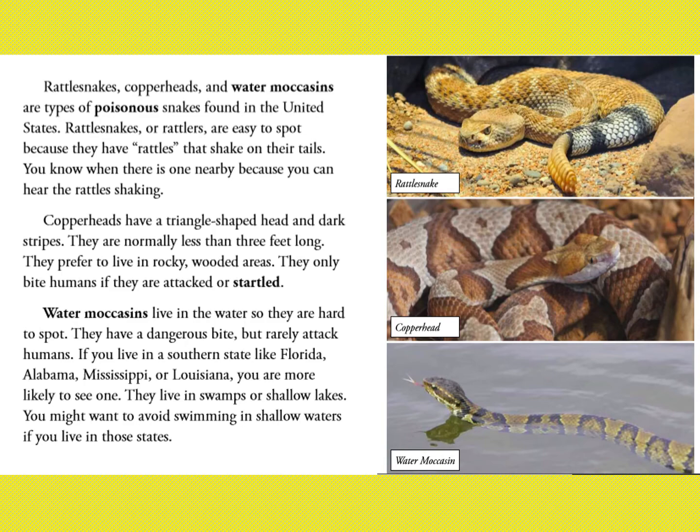Water moccasins live in the water, so they are hard to spot. They have a dangerous bite, but rarely attack humans. If you live in a southern state like Florida, Alabama, Mississippi, or Louisiana, you are more likely to see one. They live in swamps or shallow lakes. You might want to avoid swimming in shallow waters if you live in those states.